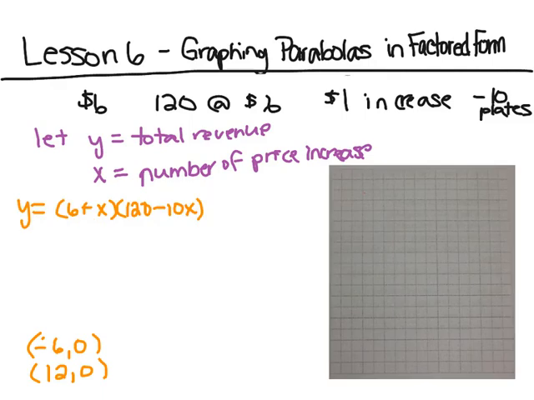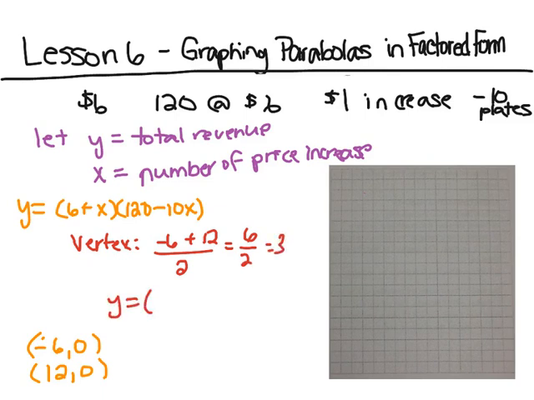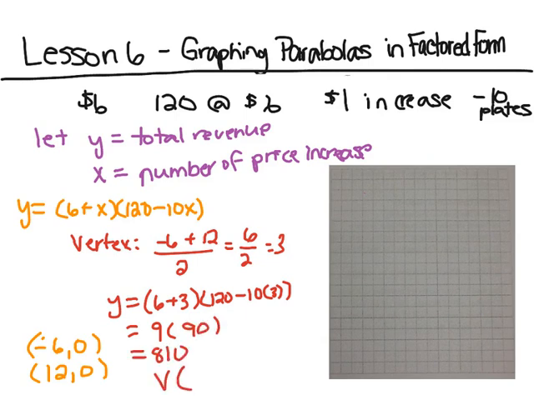So now we're going to find our vertex. For the vertex, we take our 2 x values, so negative 6 plus 12, and divide it by 2, which is 6 divided by 2, which is 3. We're going to plug in a 3, so y is equal to 6 plus 3 times 120 minus 10 times 3, which is 6 plus 3 is 9, 120 minus 30 is 90, and 9 times 90 is 810. So our vertex is 3, 810.